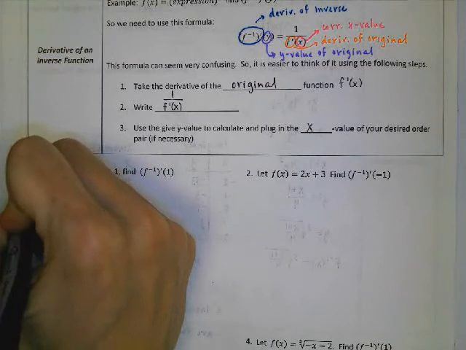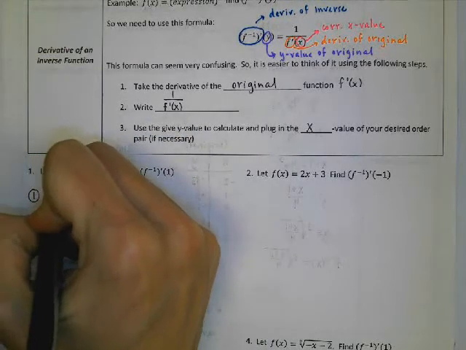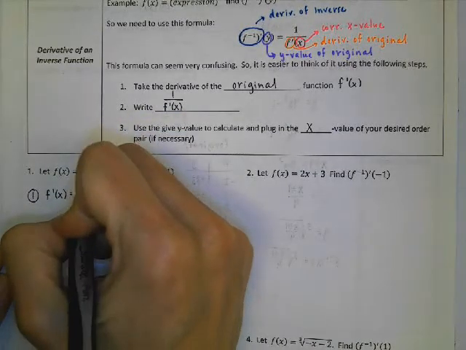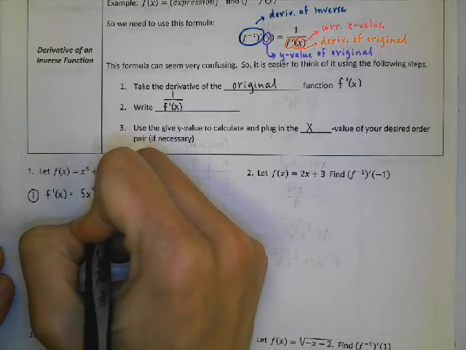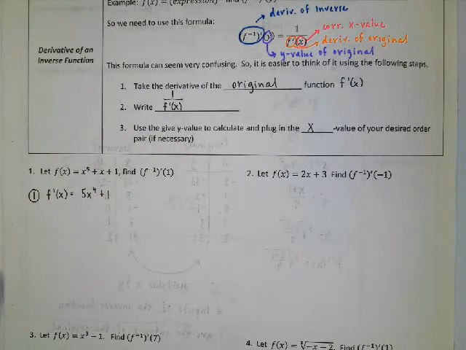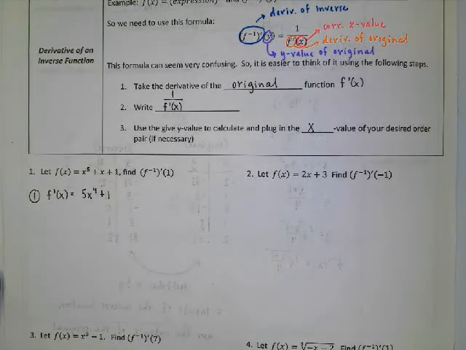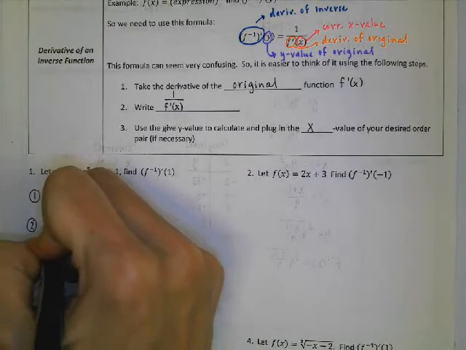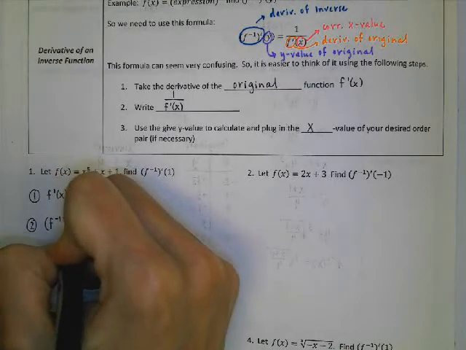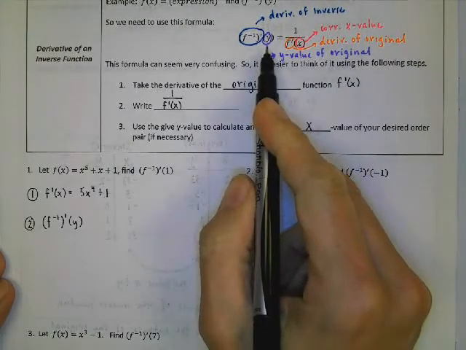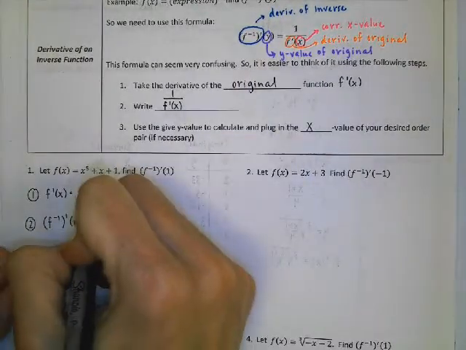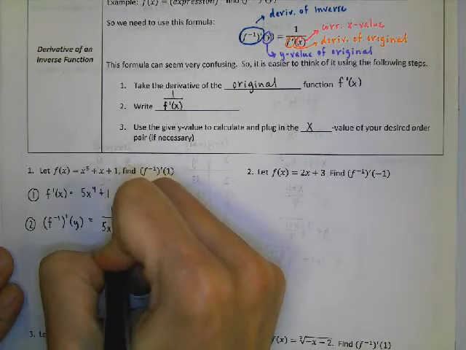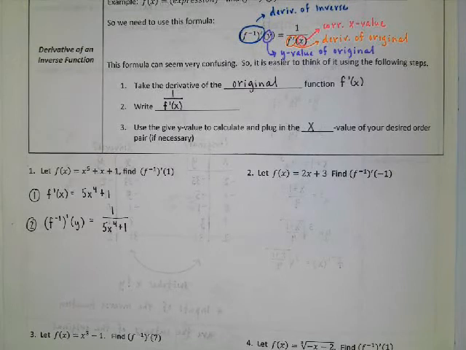So the first thing we said we were going to do is find the derivative of f of x. Here we have a really straightforward power rule problem. So my derivative is just going to be 5x to the 4th plus 1. So there's my derivative. Now in the second step, we said we know that the derivative of the inverse at our given y value is going to be 1 over f prime of x, or 1 over 5x to the 4th plus 1.